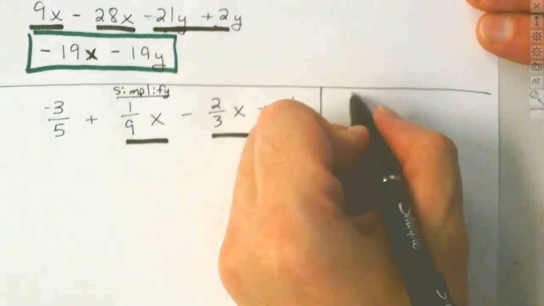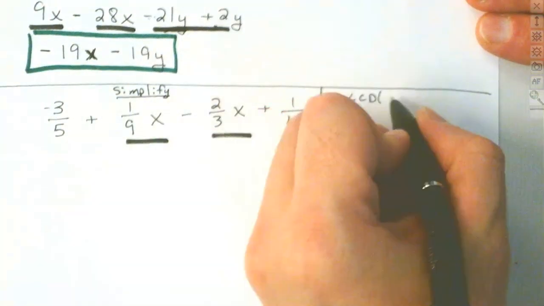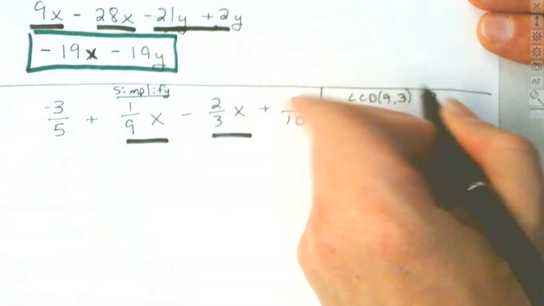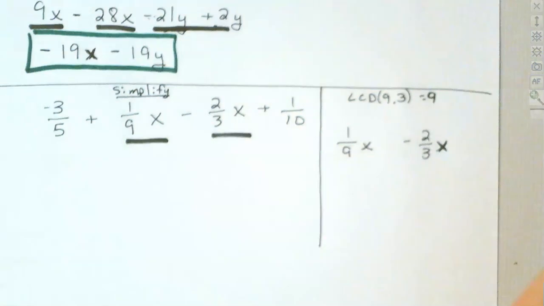What's the least common denominator here? We have 9 and 3. Well, that's going to be easy. That's going to be a 9. So what do we need to multiply that second one by?